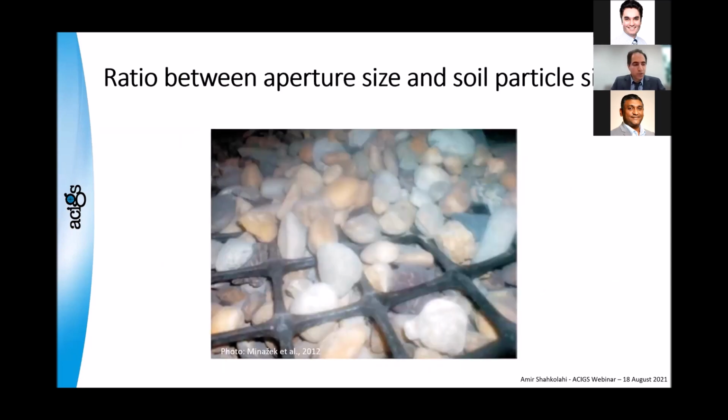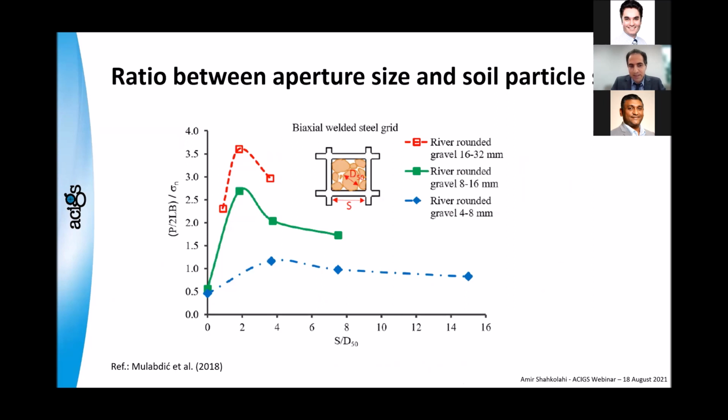Now, let's go to the next one, which is the ratio between aperture size and soil particle size. This is very important. Look at this study by Molbeck and his team in 2018, that shows it very nicely. The vertical axis is P, which is the pull-out test resistance, and then the horizontal is S divided by D50, and it clearly shows, depending on the size of the gravel, the graph is different. So it clearly shows the effect of gravel, which can affect the amount of interlocking.